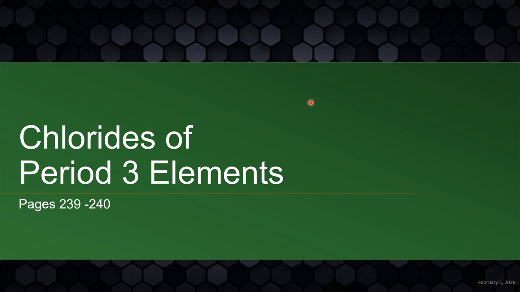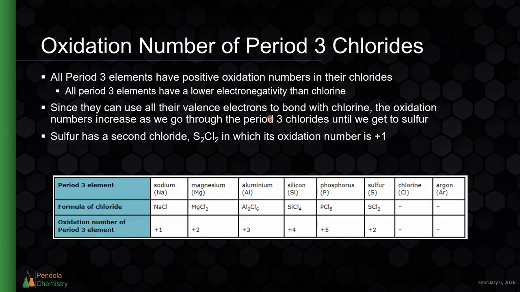So let's get started. Now, the chlorides of the period 3 elements go very similarly to the oxides of the period 3 elements, but the only difference is that the chlorine in these compounds is going to have a -1 oxidation number. So unlike oxygen, which is a -2 oxidation number, in this particular case, the chloride is going to have an oxidation number of -1. So we'll just put that here so we can remember.